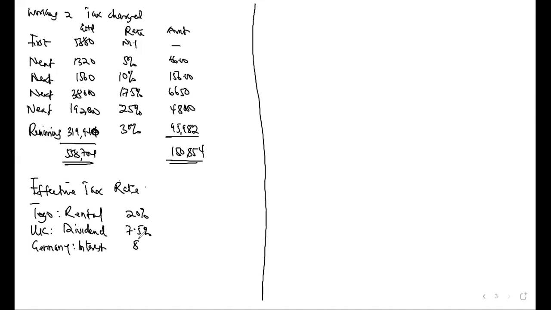The Germany income, that's the interest, 8%. Now let's find the Ghanaian rate, what we call the average rate of tax in Ghana. How do you calculate that? Your tax amount divided by the chargeable income. 150,854 divided by 558,704 multiplied by 100. What's the tax rate? 27%. So it means that in Ghana, the tax rate is 27%.